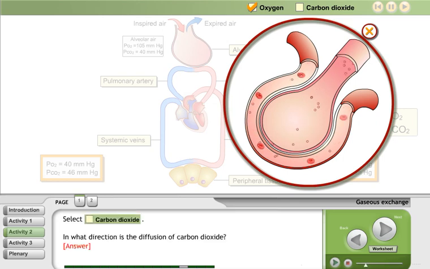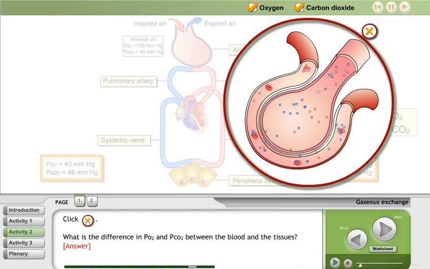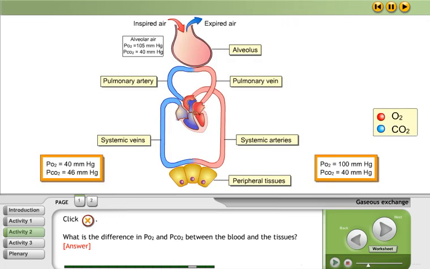Select carbon dioxide. In what direction is the diffusion of carbon dioxide? Answer: carbon dioxide diffuses out from the blood to the alveolar air. Click Close button. What is the difference in partial pressure of oxygen and partial pressure of carbon dioxide between the blood and the tissues?